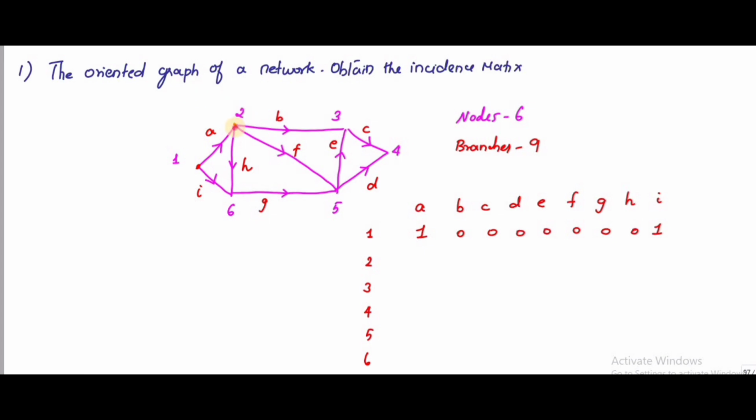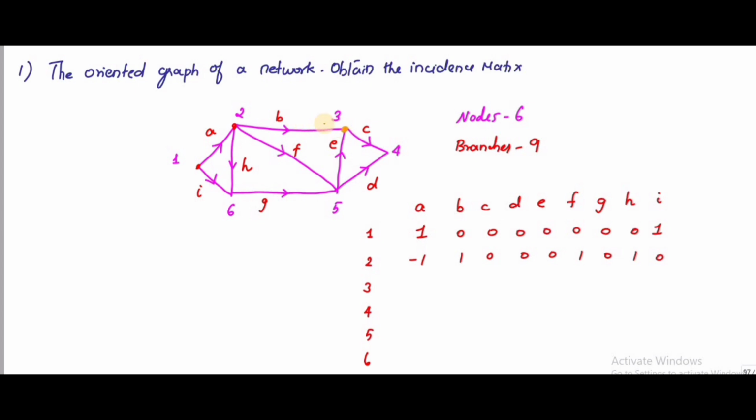For the second node, A, H, F and B. A alone is incoming. For the rest, B, F and H are outgoing. So that is 1. Since A is coming towards 2, this is minus 1.